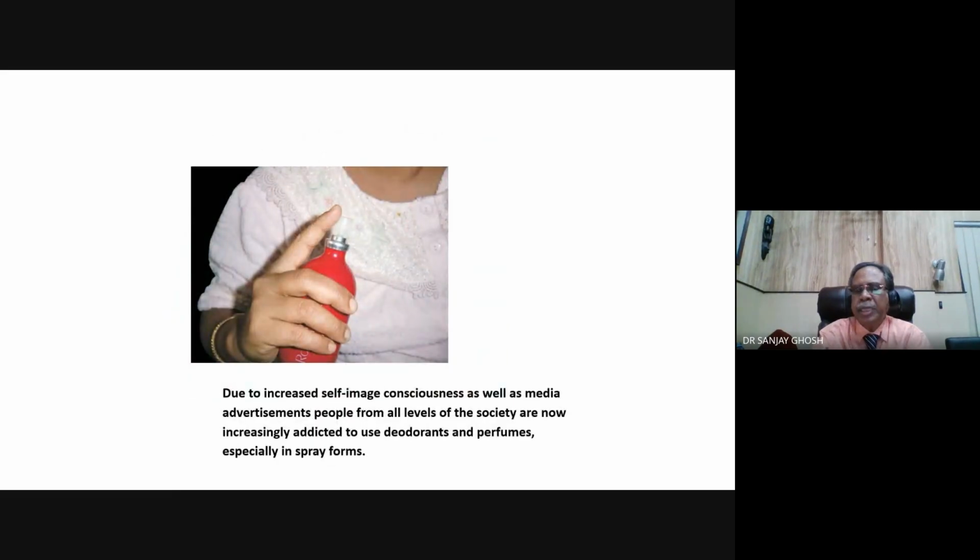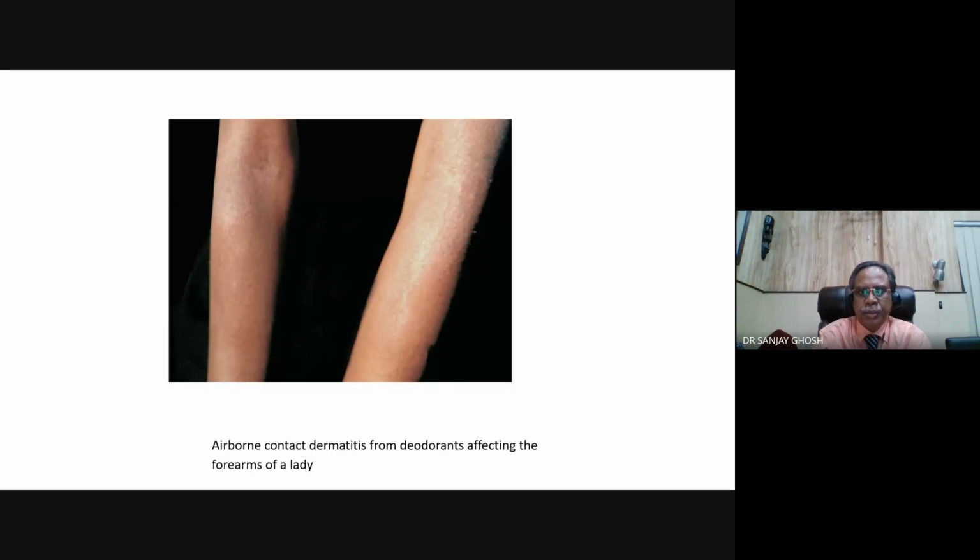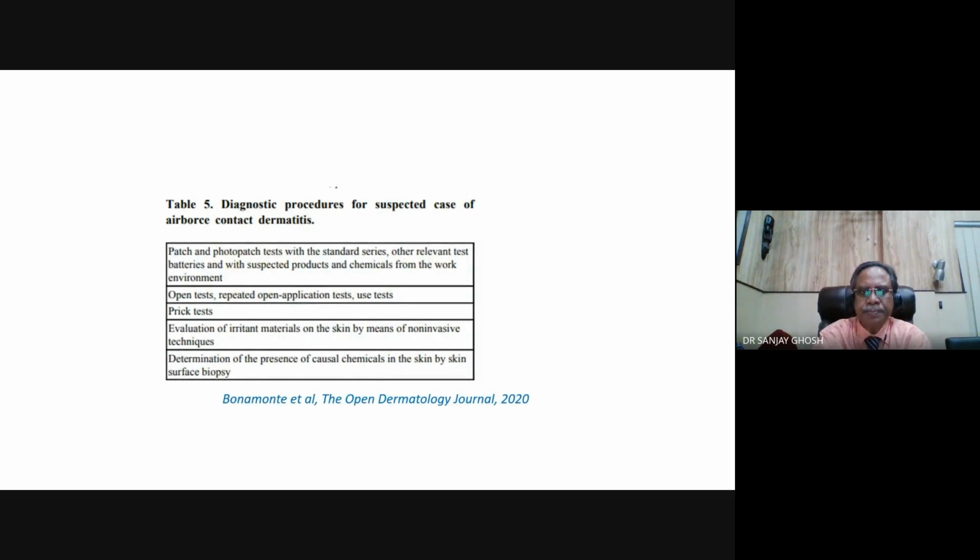And this is another one: nowadays, we are self-image conscious due to media advertisement. So people are using lots of deodorant and body spray to improve their self-image. That is a very common allergen causing airborne contact dermatitis. You can even get chemical leukoderma or chemical vitiligo. This is a forearm allergy, very common from deodorants and others.